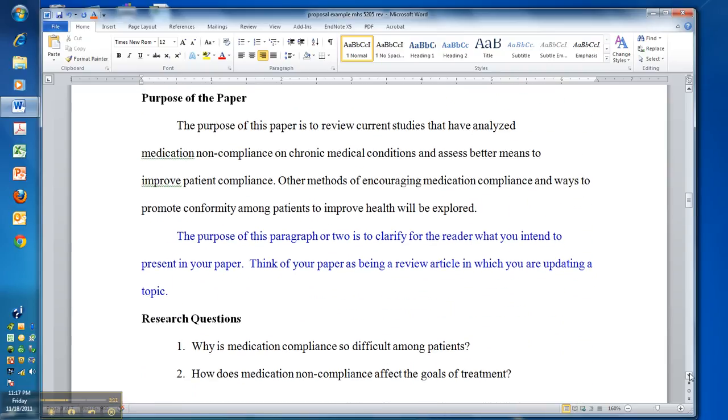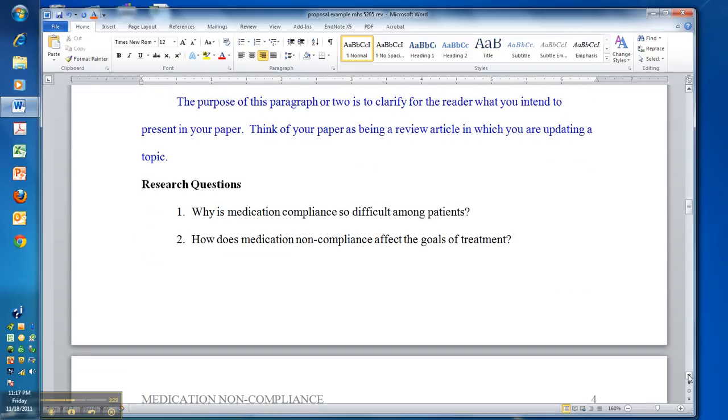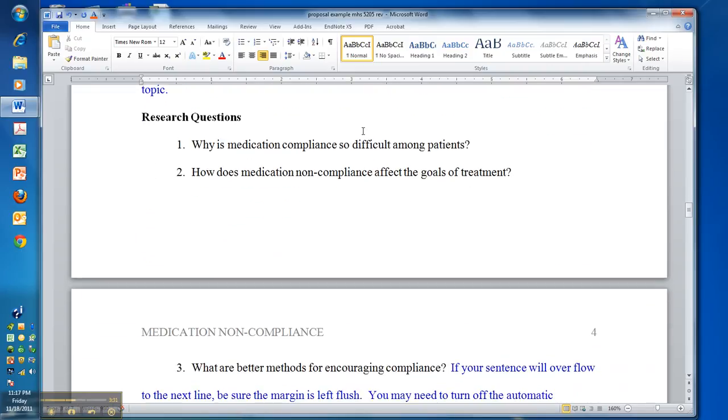Next is the purpose of the paper, and the purpose of the paper is to find out what is new about your topic, since we are going to be writing papers that are similar to review articles. Next is going to be the research questions. This is still a level 2 heading. And then I would like you to put your research questions or just your question in paragraphs in a series style.